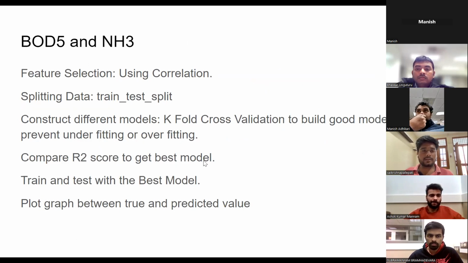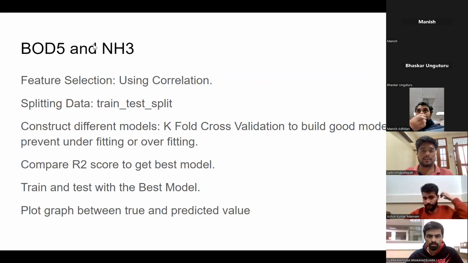These two features have been considered, the BOD5 and NH3. The feature selection is done by using correlation, and the splitting of data is done using train and test split. We have used 20% of our data for testing. We have considered different models using k-fold cross validation to build a good model and to prevent underfitting or overfitting. We have compared R2 scores to get the best model, that is, the model with the highest R square value is better compared to the others. Then we train and test with the best model and plot graphs between the actual value and the predicted value. Could you move to the next slide?